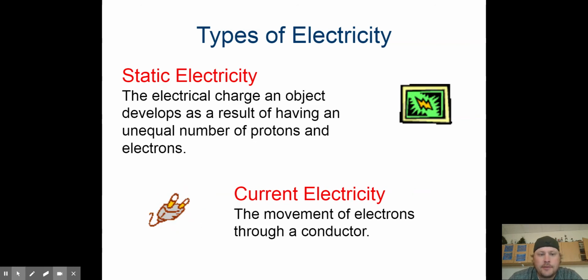So remember, static electricity is an electrical charge of an object that develops as a result of having an unequal number of protons and electrons. Current electricity is the movement of electrons through a conductor. I'm going to have you pause and take notes first, and then we're going to go through and talk about them. So take notes.